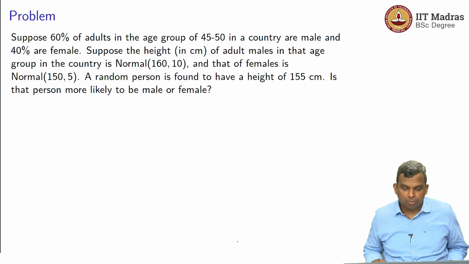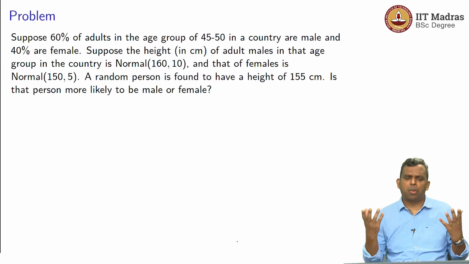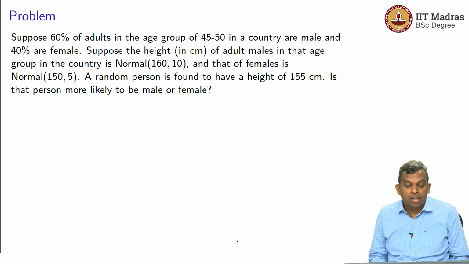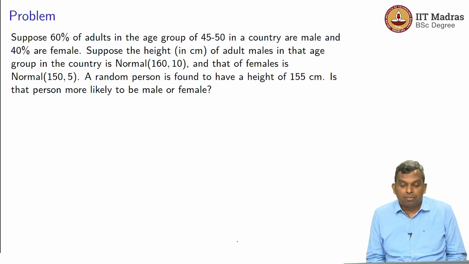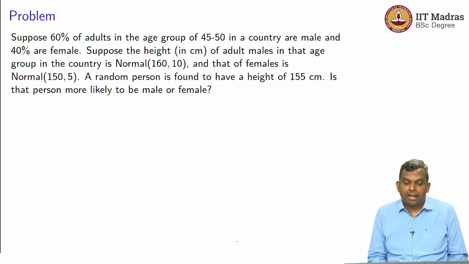Here is another problem. So this is sort of a word problem, but let's look at the description. There is a country, and it says in the age group of 45 to 50, 60% of the adults are male and 40% are female. Not a very good sex ratio in the country, right? Okay, it's all right. It's not the question.